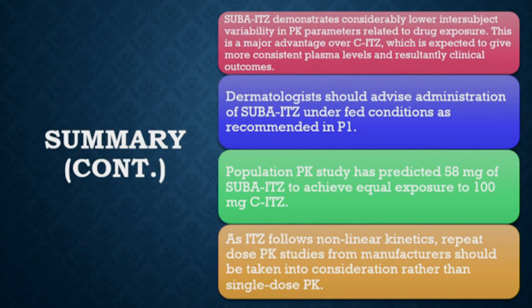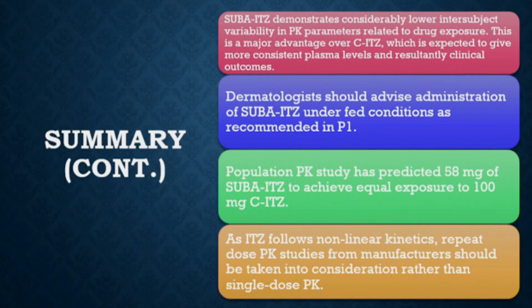The population pharmacokinetics study has predicted that 58 milligram of super bioavailable itraconazole was equivalent to 100 milligram of conventional itraconazole. As itraconazole follows non-linear kinetics, the repeated dose pharmacokinetic studies from the manufacturers should be taken into consideration. So, instead of increasing the dose in a single dose, we can divide it into 2 doses for better pharmacokinetic properties.